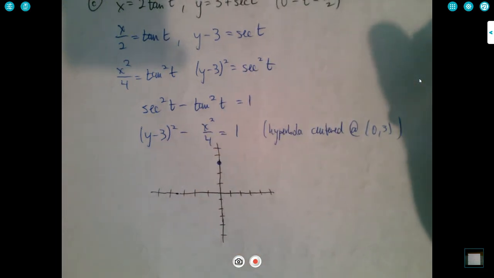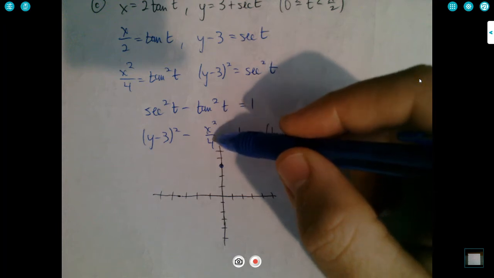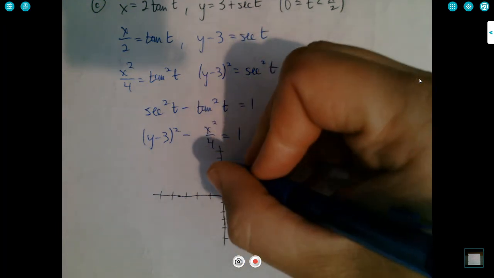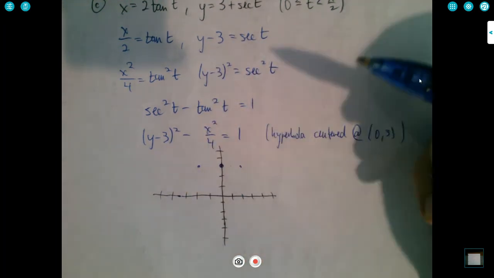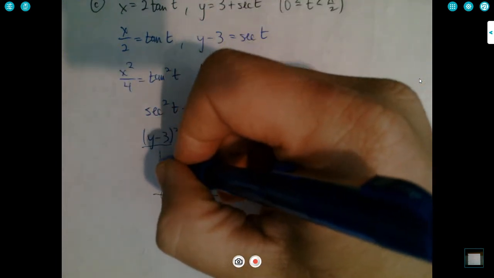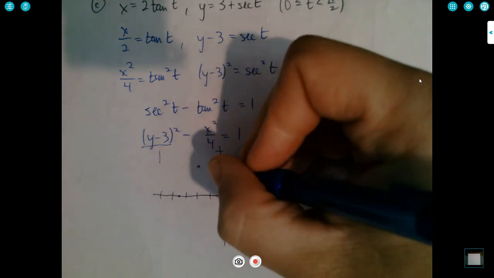And then the way that I graph hyperbolas is I look at the thing I'm dividing x by. I take the square root of that. That tells me how far to move left and right. 1, 2, 1, 2, because the square root of 4 is 2. I look at the thing that I'm dividing my y group by, in this case 1. I take its square root. That tells me how far to move up and down. So in this case, the square root of 1 is just 1.